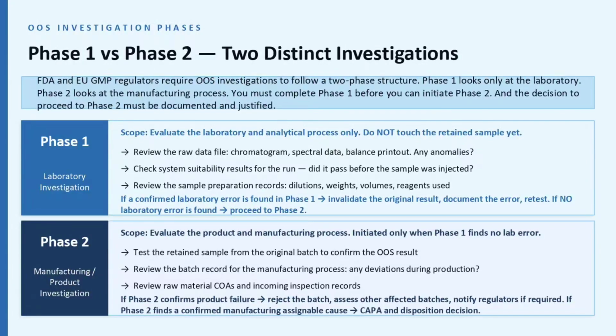Other potentially affected batches are assessed. Regulatory notification may be required depending on the product and the jurisdiction. The critical rule: Phase 2 cannot begin before Phase 1 is complete. Inspectors check the dates. If the batch record review started on the same day as the OOS was identified, before any Phase 1 documentation was completed, that is a finding.